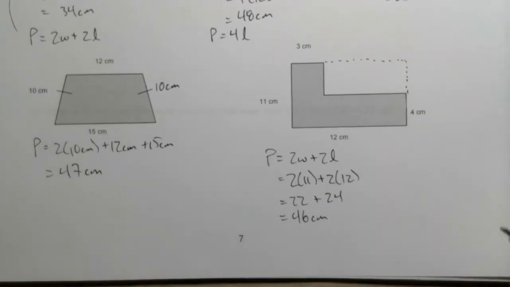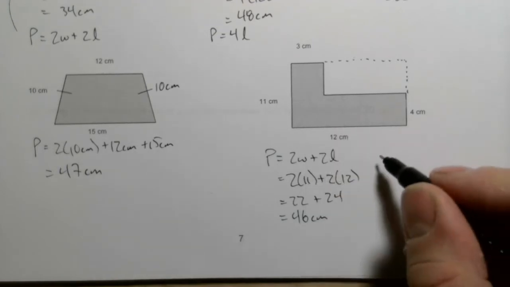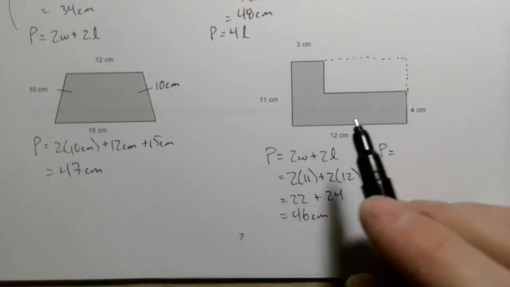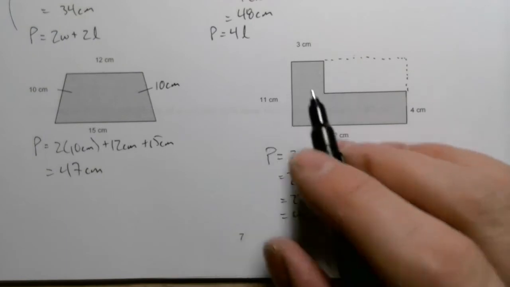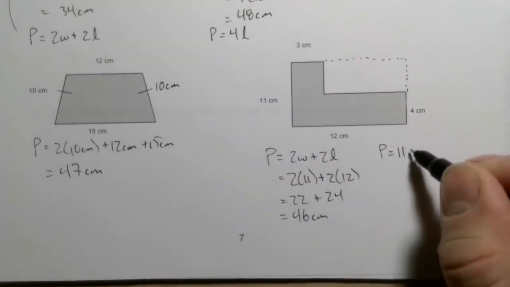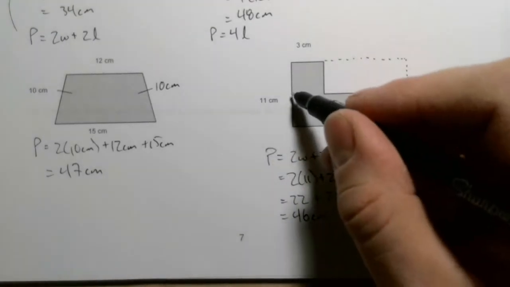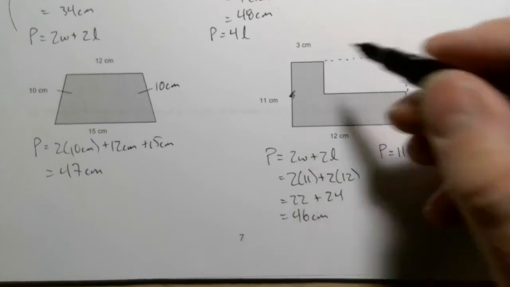Or if you don't like that, and that's totally fine, another way that we could do this would be to take all of the little sides here. Let's start with 11. And let's go around here. So we're going to take 11. Okay, so I've got that one. Then we're going to add 3.